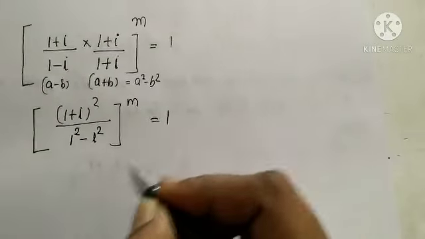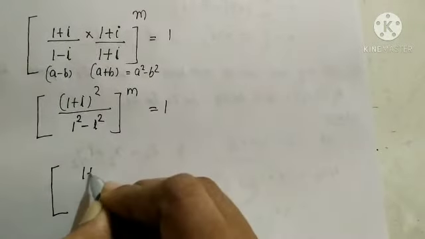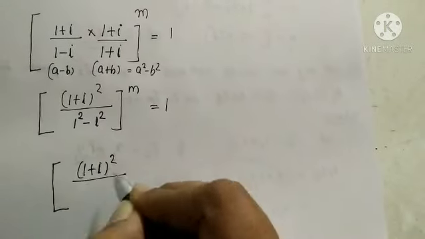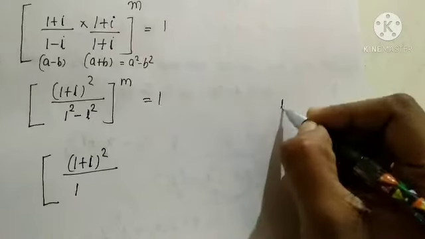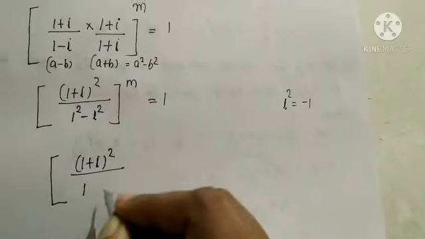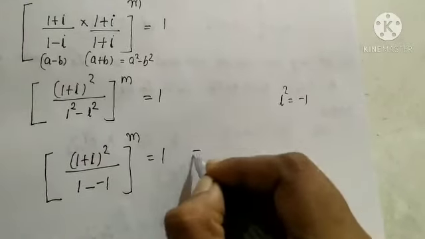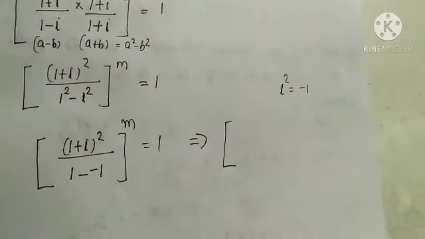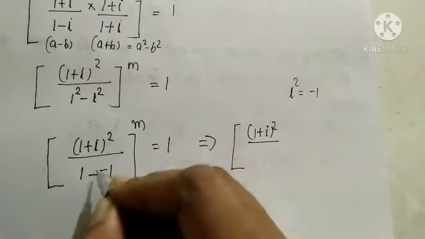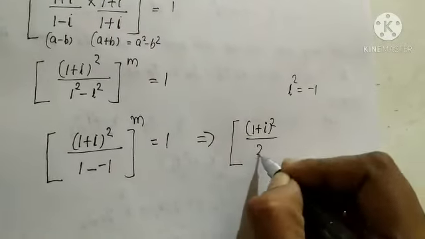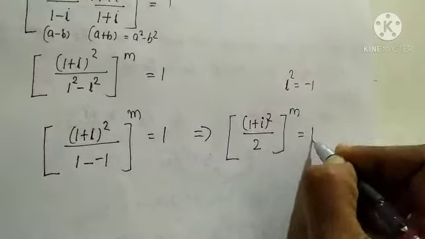And this is equal to (1 plus i) whole square divided by 1 square is 1, minus i square. We know that the value of i square is minus 1. So minus of minus 1, whole raised to m equal to 1, and this is further equal to (1 plus i) whole square divided by 1 minus of minus 1, which becomes 1 plus 1, that is equal to 2, whole raised to m equal to 1.